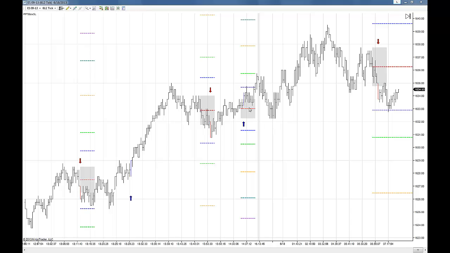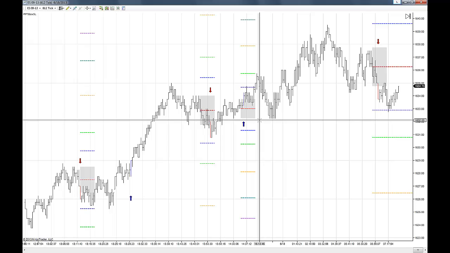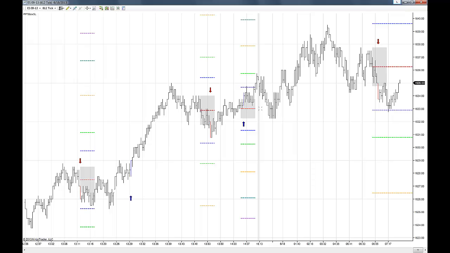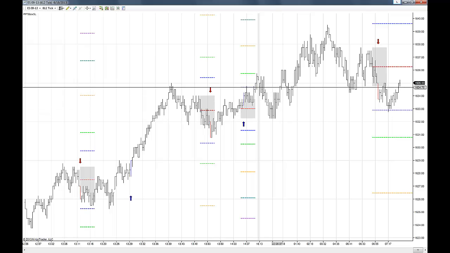Hypothetically, if you held this, we prefer to place a protective stop 1 tick below the box. As soon as we're in, I'm protecting my capital. I don't want to risk too much. And this thing got 1 tick away. Granted it was overnight, but that's more or less beside the point. Okay, so that's a winner.